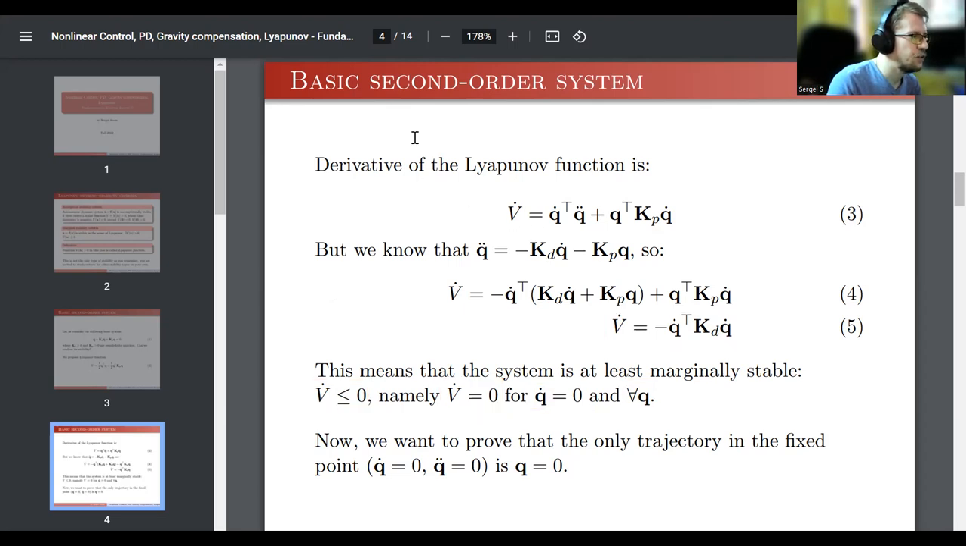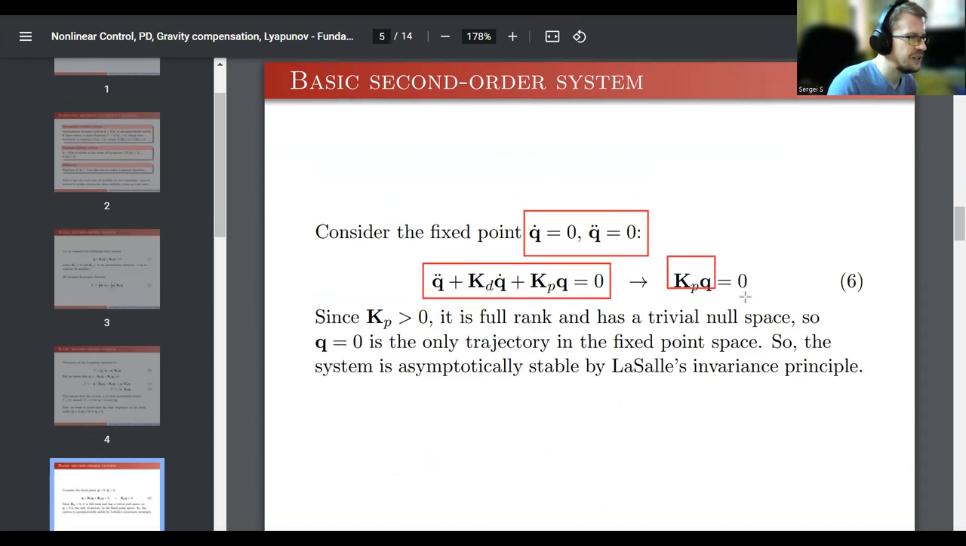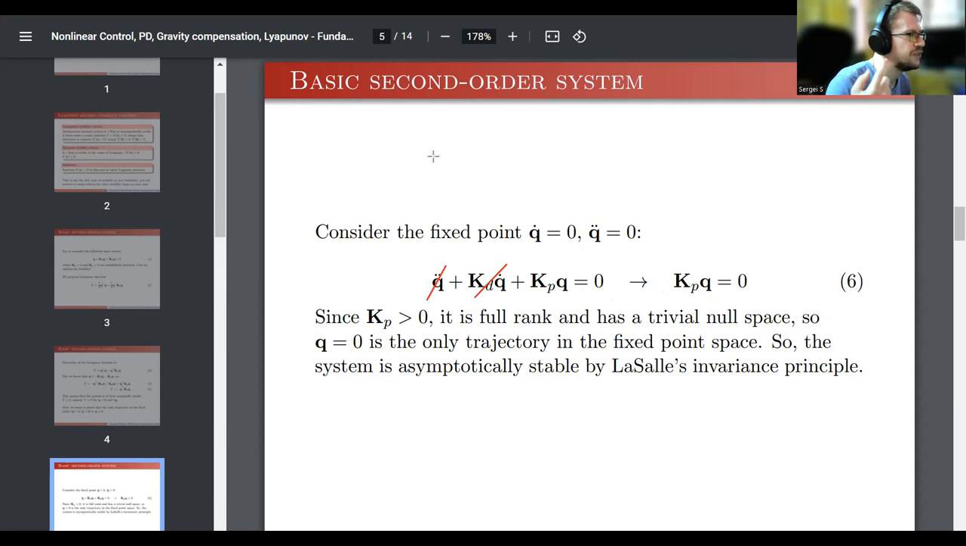Okay. Now, to use LaSalle's theorem, let us consider the fixed point. A fixed point is where, again, Q dot and Q double dot are equal to zero. If this is true, so if Q equals zero is the only fixed point for the system, then we can prove that it is asymptotically stable. Let's try it. So if Q dot and Q double dot are zero, then this equation becomes this equation, okay? So we lose this component because it is zero, this component because Q dot is zero, and we only get KP Q equals zero. Okay, but KP is positive definite.